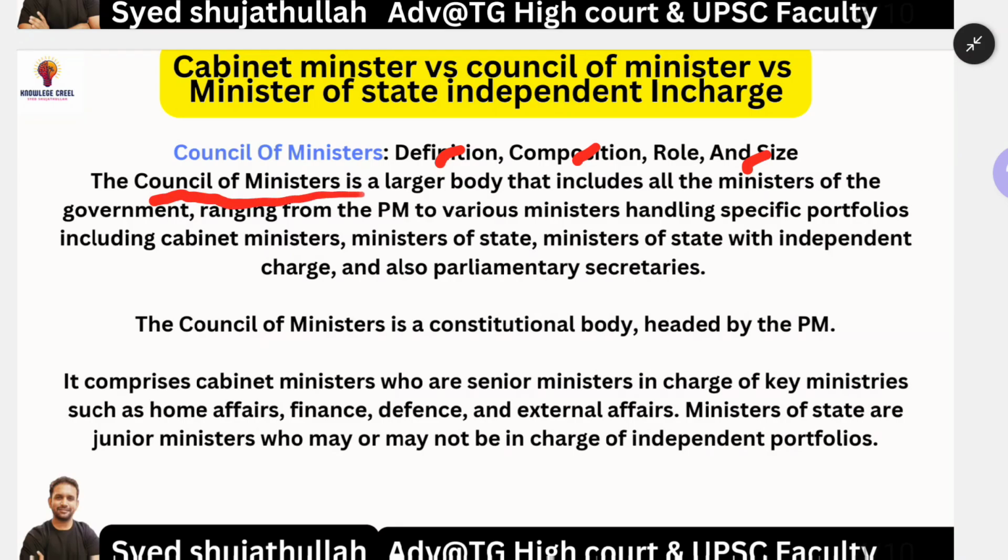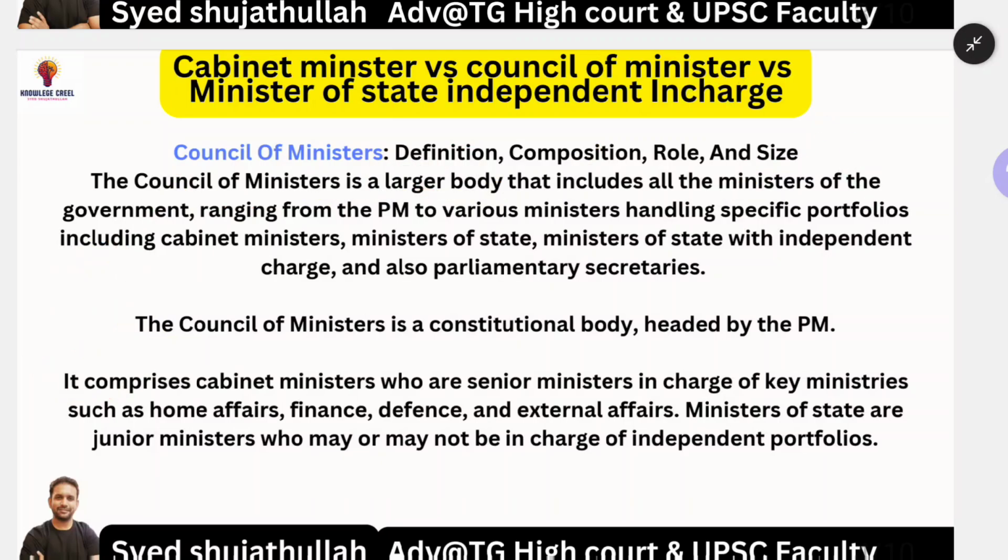The Council of Ministers is a larger body. That is what I have shown you. The umbrella area of the circle was the Council of Ministers, a larger body that includes all ministers of the government. Every minister, whether they are Council of Minister or Minister of State or Minister of Independent Charge, all of them are basically a part of the Council of Ministers. So Council of Ministers is a bigger circle under which all other ministers will come into existence.